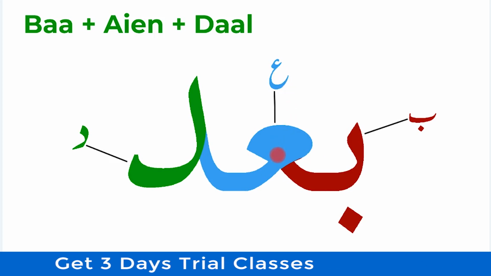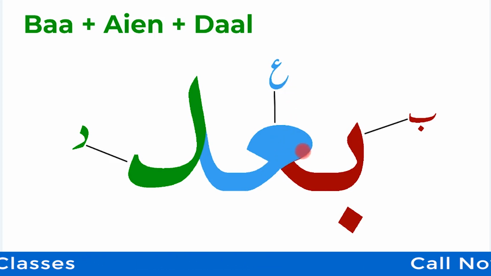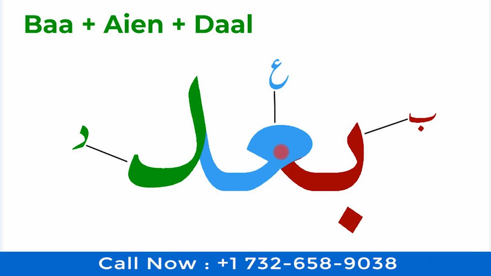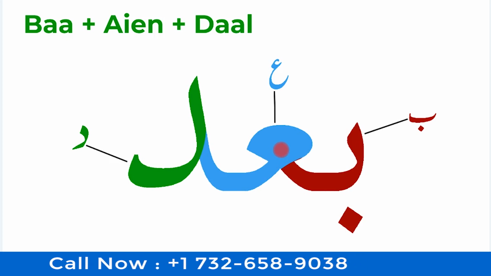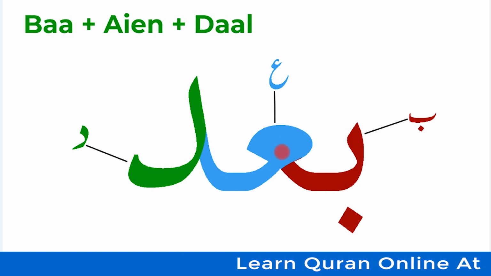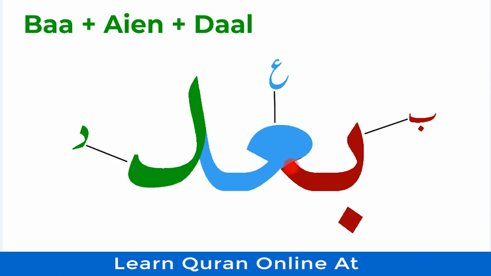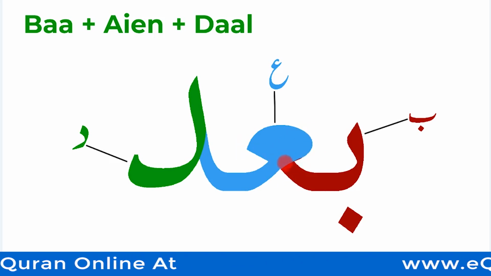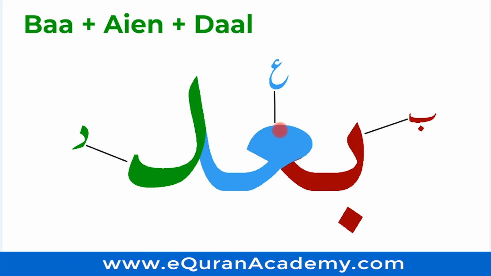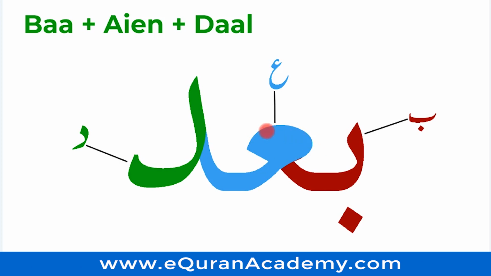Ain, ain. If you don't recognize this ain, you cannot read Quran, because ain comes in Quran maybe 5,000 times, 10,000 times, maybe more. So if you don't recognize ain, you can make thousands and thousands of mistakes in Quran. So you must recognize this shape. Ain. Please focus on this letter because there is no dot. You have to recognize this shape.